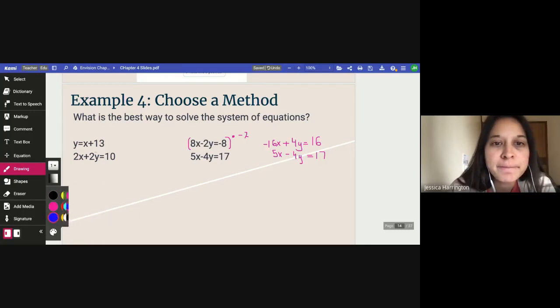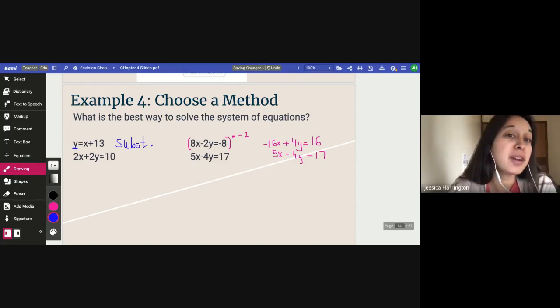Looking at this one, what's the best way to solve it? So here I have y equals this, and then this side I have 2x plus 2y equals 10. So looking at this one, this is set up nicely for substitution. It's already telling me y equals something. So I'm going to substitute. But some people, what ended up last year, there were some students who loved to eliminate, so they always rearranged because you can always use either. It's just sometimes one is easier. So in this case, I would stick with substitution.